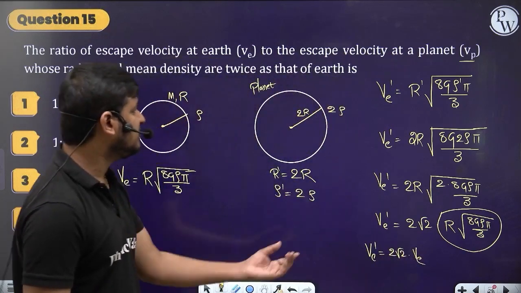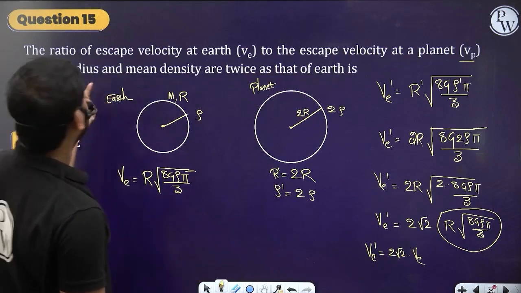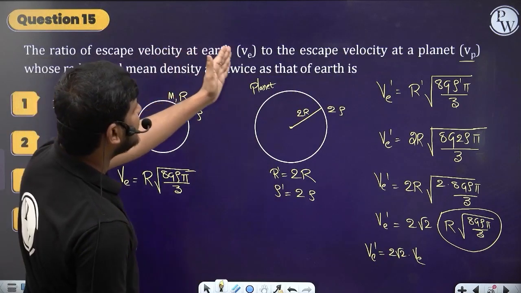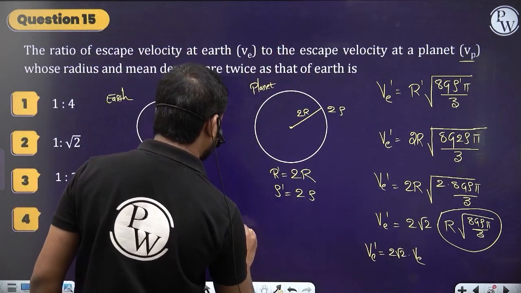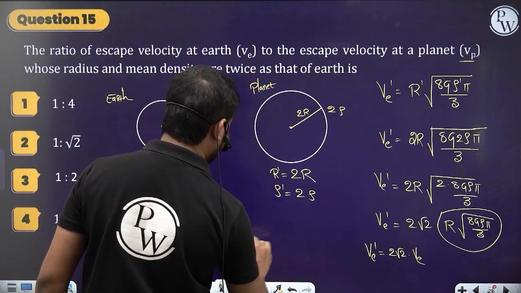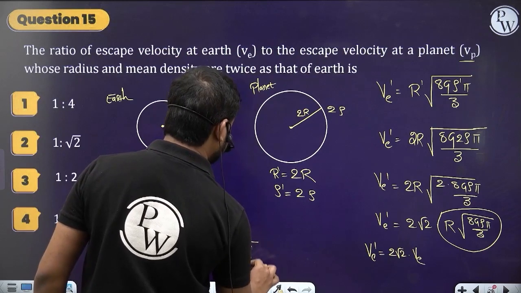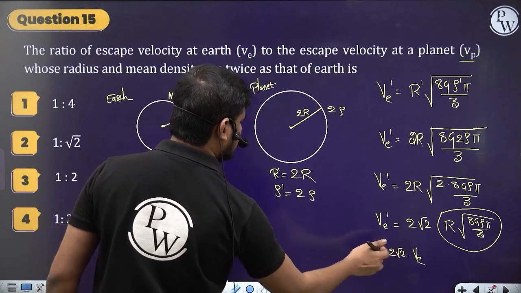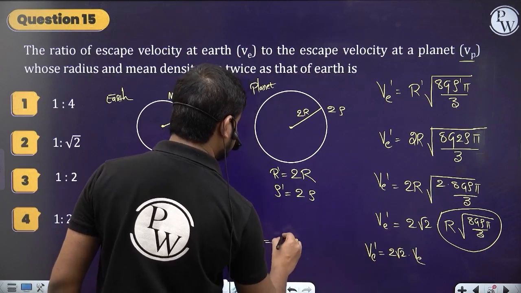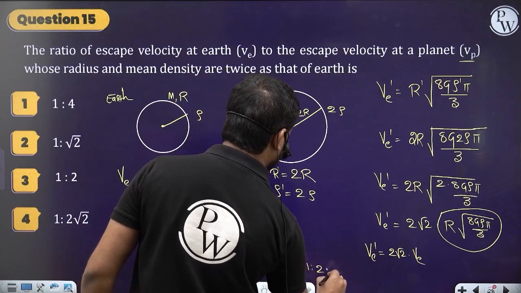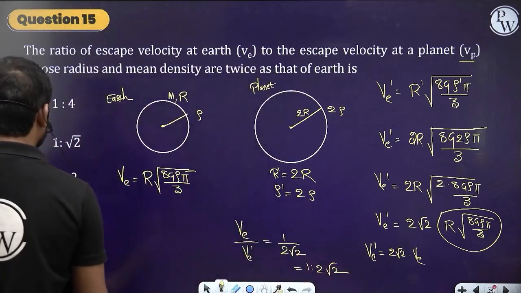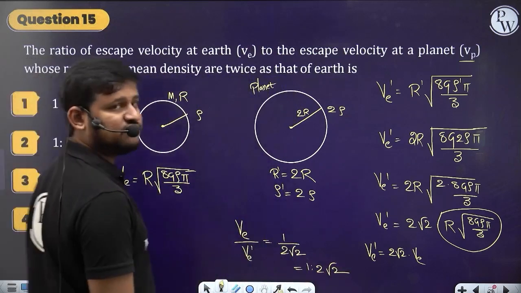What we actually require is the ratio of the escape velocity of the Earth to that of the planet, so VE by VE dash. Sending this to the other side, it is 1 by 2 root 2, which is nothing but 1 is to 2 root 2. Option 4 is the correct one, guys.